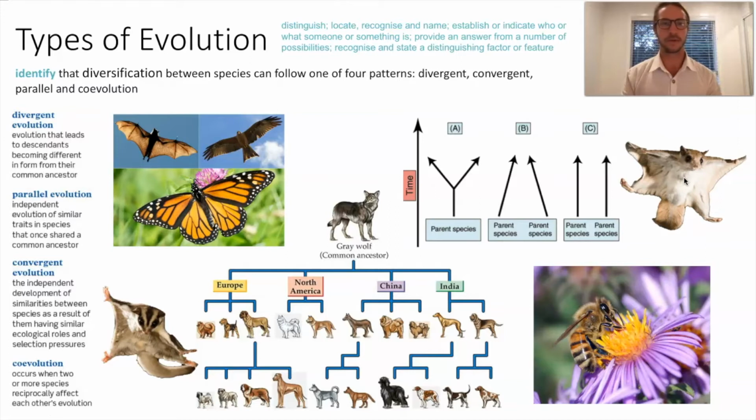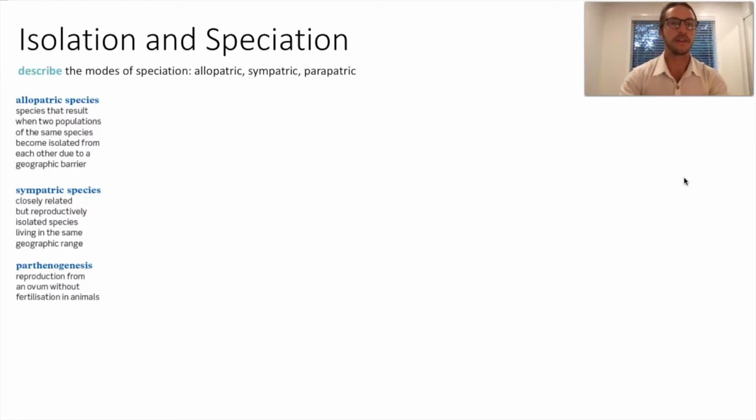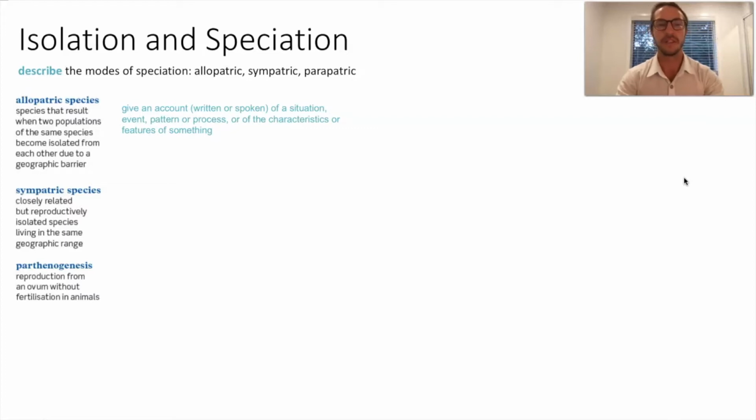So let's keep going. Isolation and speciation. The learning goal was to describe the three types. What does it mean to describe? It means to give an account, written or spoken, of a situation, event, pattern or process, or of the characteristics or features of something. And we know that define is generally looking for about 1 to 2 sentences and describe about 3 to 4 worth of key points and information.